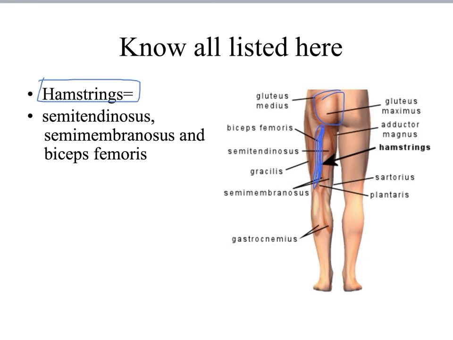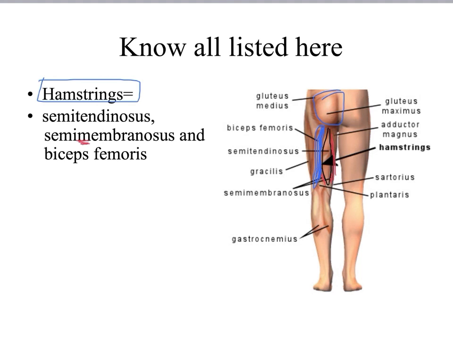Now, the semimembranosus is peeking through right here. The semitendinosus is this muscle right here. So the way that I always learned the semimembranosus muscle is the semimembranosus is medial, so M for medial. So it's hard to see on this diagram, I realize that.